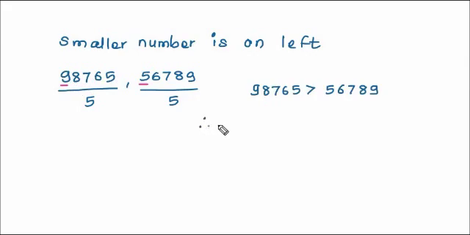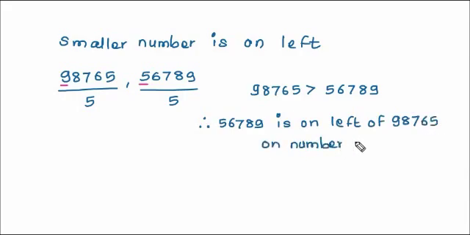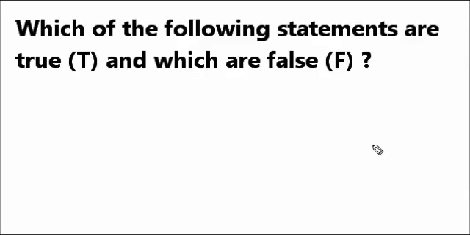And therefore, 56789 is on the left of 98765 on the number line. Let's now look at the following statements and tell whether they are true or false.